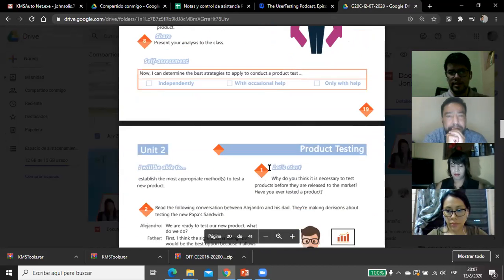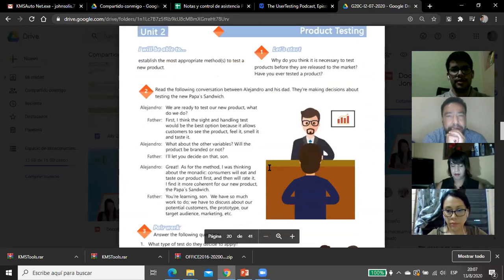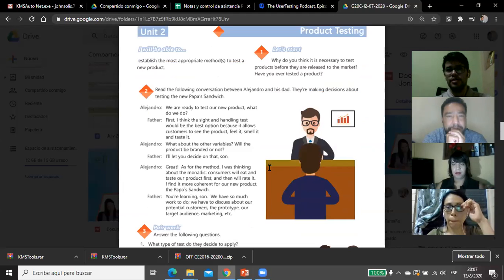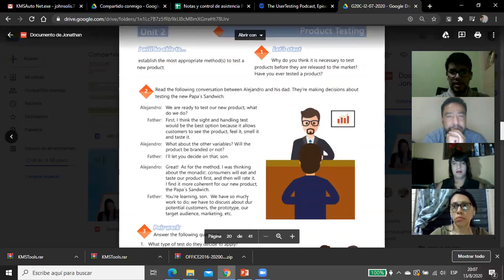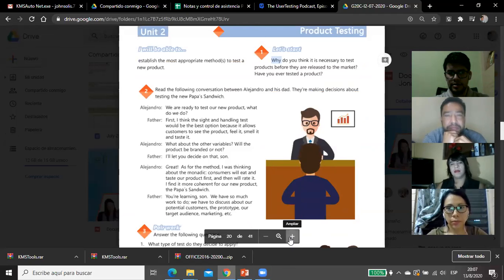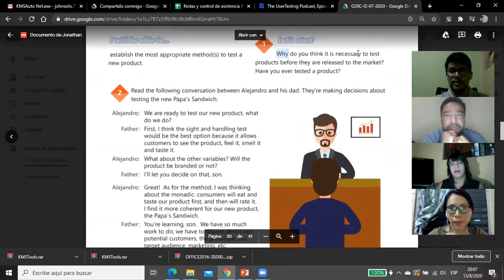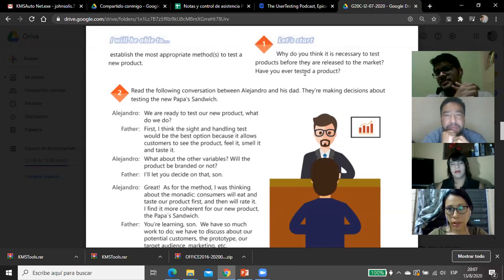So the idea of today's class is to establish the most appropriate method for testing a new product. Okay, great. So let's begin with these questions. Claudia, can you read this question, please? And let me zoom for you to see it better. Can you read it, please? Why do you think it is necessary to test products before they are released to the market?